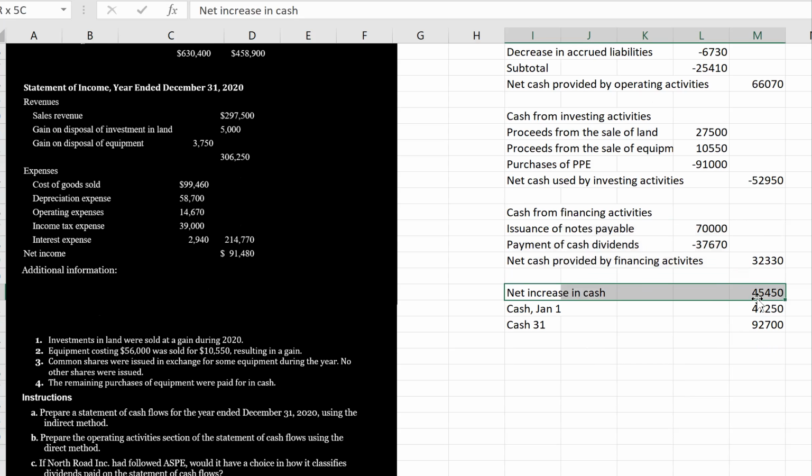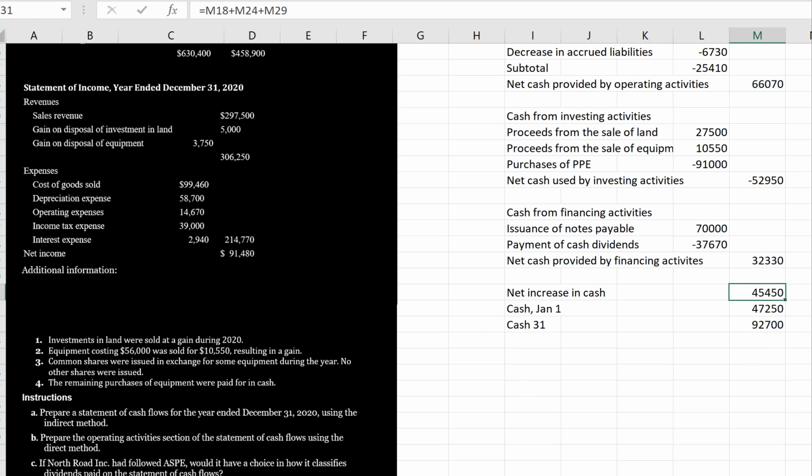Then we came down to our net increase in cash. So the first line is simply what our statement of cash flows told us the change in cash was. Then we brought in the cash numbers from the balance sheet or the statement of financial position, and we double checked to see if the change in these accounts on the statement of financial position actually reconciled what our statement of cash flows told us, and it did. That means we know we got everything right.